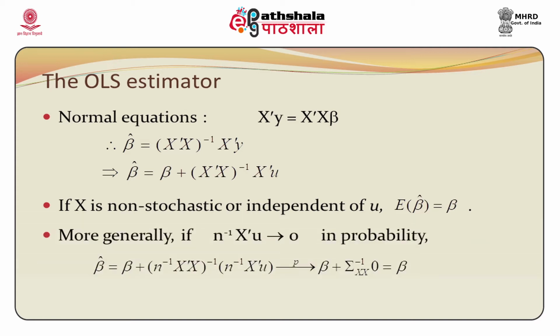More generally, if you look at the condition that 1 by n x prime u tends in probability to 0, that is what happens if x and u are uncorrelated, then beta hat, for large samples, would be tending to beta, because the second term would go to sigma inverse xx, that is the dispersion matrix of x, into 0, because x prime u divided by n would be going to 0, and therefore it would be tending to beta.